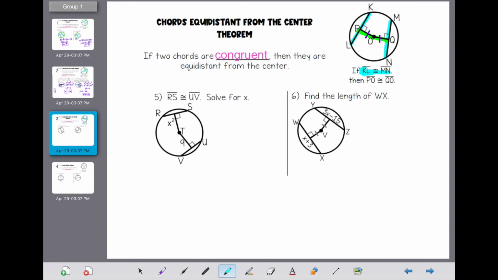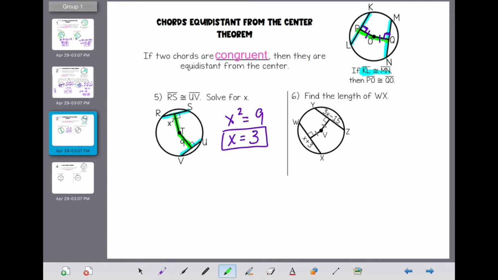So in example 5, RS is congruent to UV. Solve for X. So remember, if those chords are congruent, then these distances from the center are congruent to each other. So to solve for X, we simply need to set X squared equal to 9. If you said X equals 3, then you are correct.